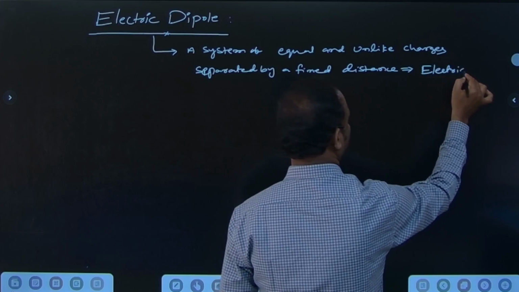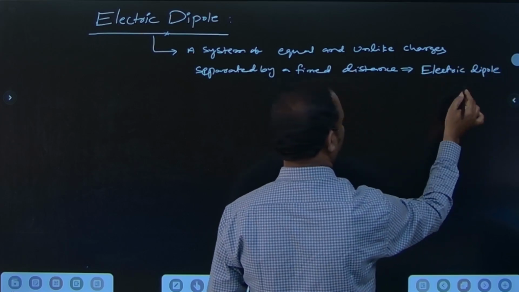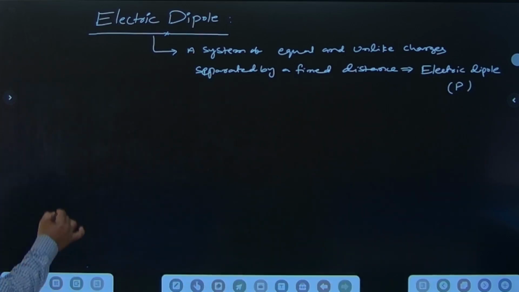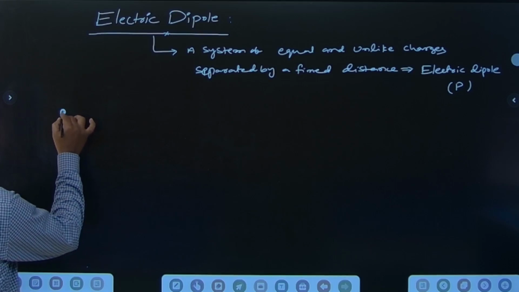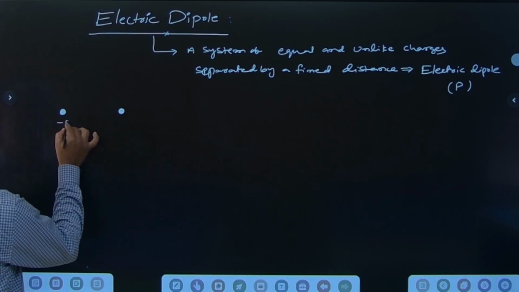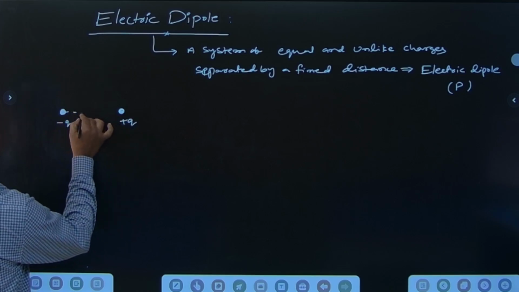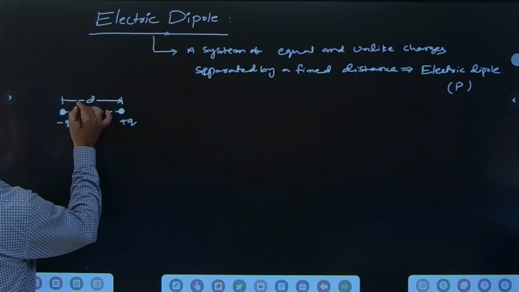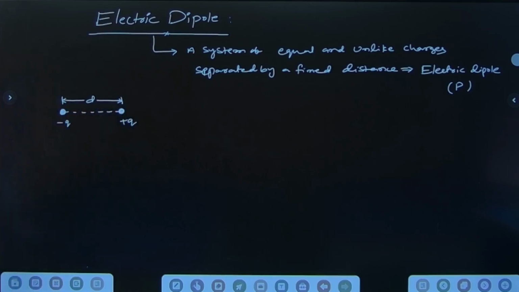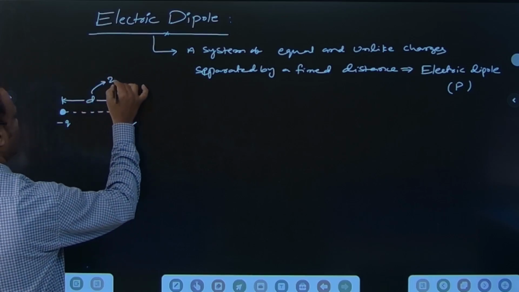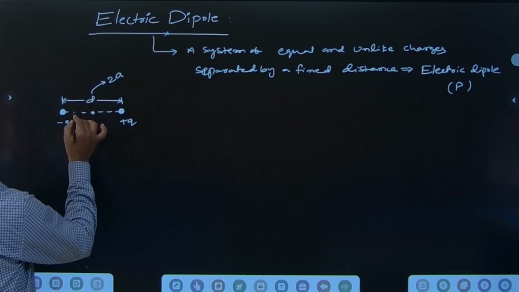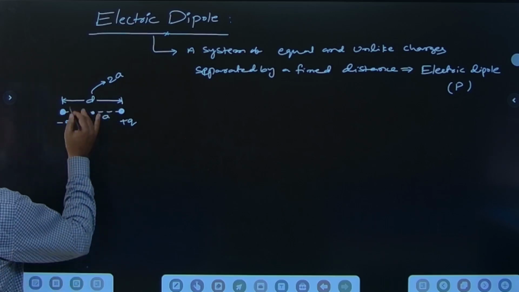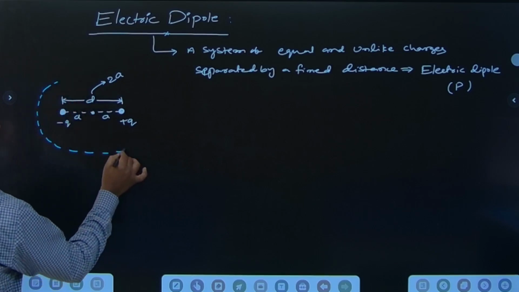Now this electric dipole is denoted by the letter P. If I choose this as the negative charge, minus q, and the next one as plus q, separated by a distance d, we can also say it is 2a. From the center to each charge is a and a. So I'm taking this as a system.